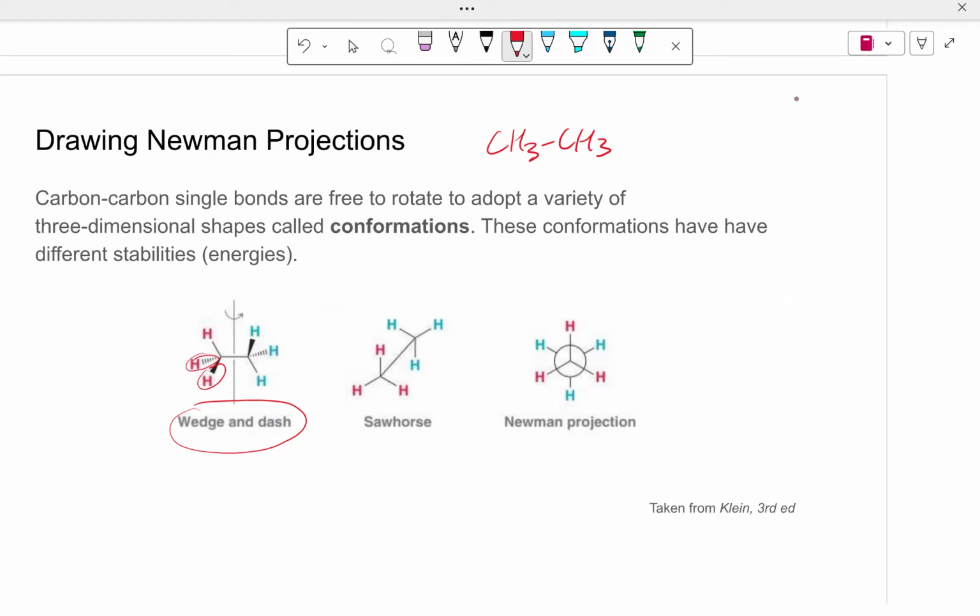If you have a solid wedge, that means that that group is coming out at you. And a dashed wedge means that that group is going away from you.